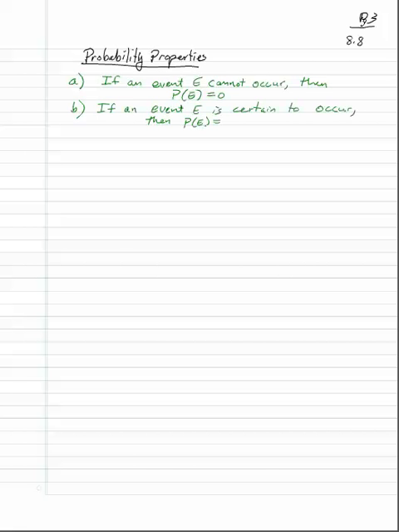Alright, some properties for probability. The first one is if an event E cannot occur, then the probability is 0. If an event E is certain to occur, if you know it's going to happen for sure, then the probability of E is equal to 1. So 1 is for certain, 0 is it can't happen. And typically the probability of an event is somewhere in between 0 and 1, but it could be equal to 0, it could be equal to 1. So it has to be in that range.